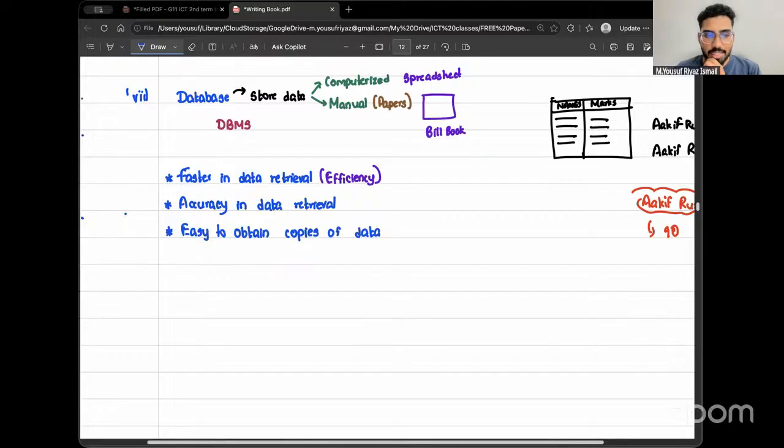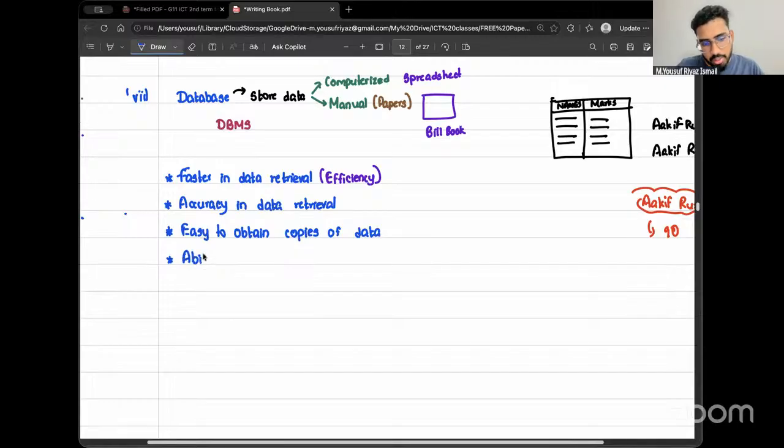What about data consistency? Data consistency depends on the person. It's not on the database. For example, I can have a computerized database as well with inconsistent data. So we can't tell it's consistent always. Multi-user collaboration, automated backup. Okay, we can mention that as an answer.